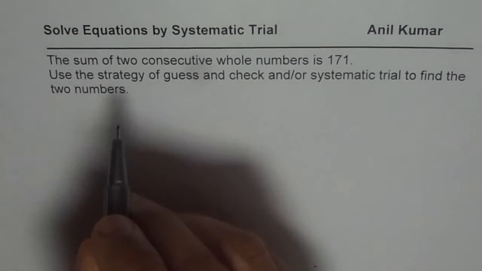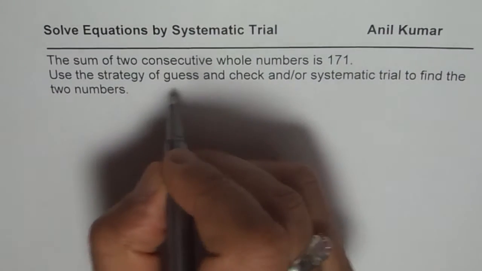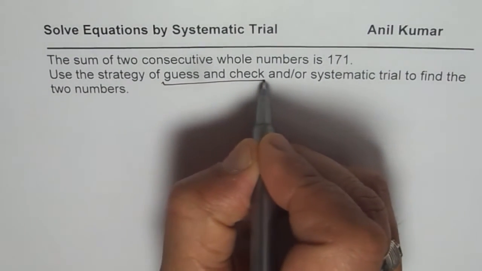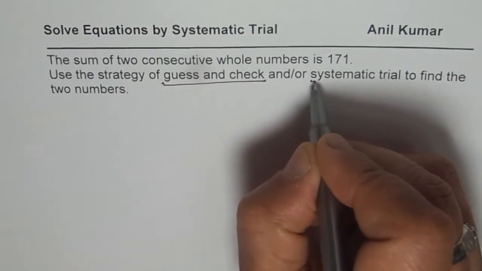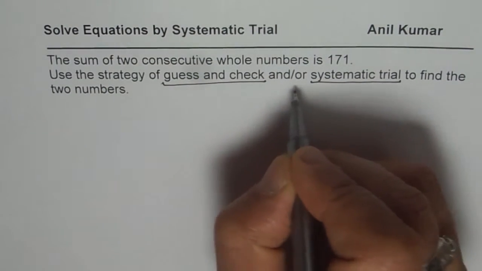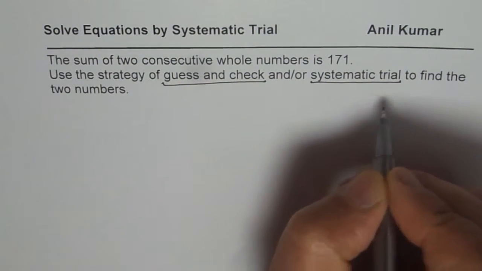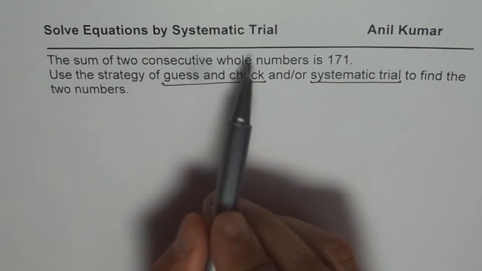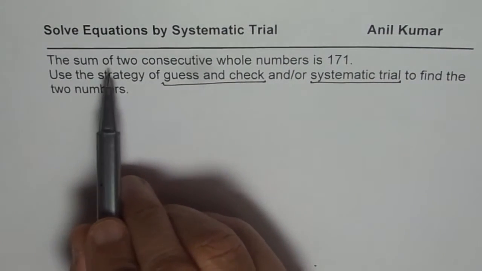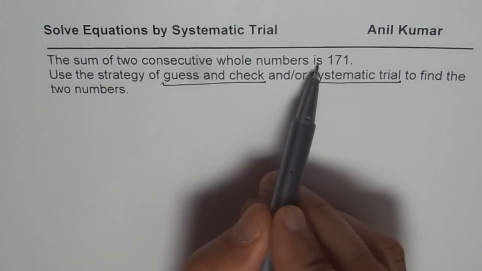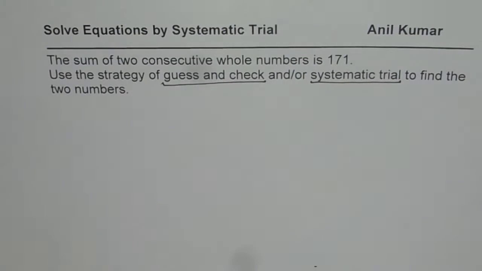So we can use two strategies. Use the strategy of guess and check. That is the first strategy, and/or systematic trial, right? These are the two strategies we need to work with to solve the question that the sum of two consecutive whole numbers is 171. So that is the question for us. Let us try to understand the question.